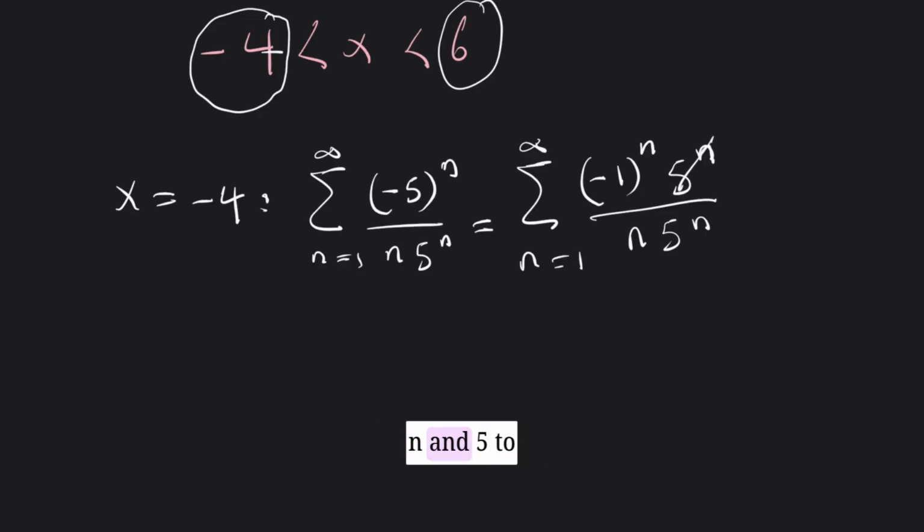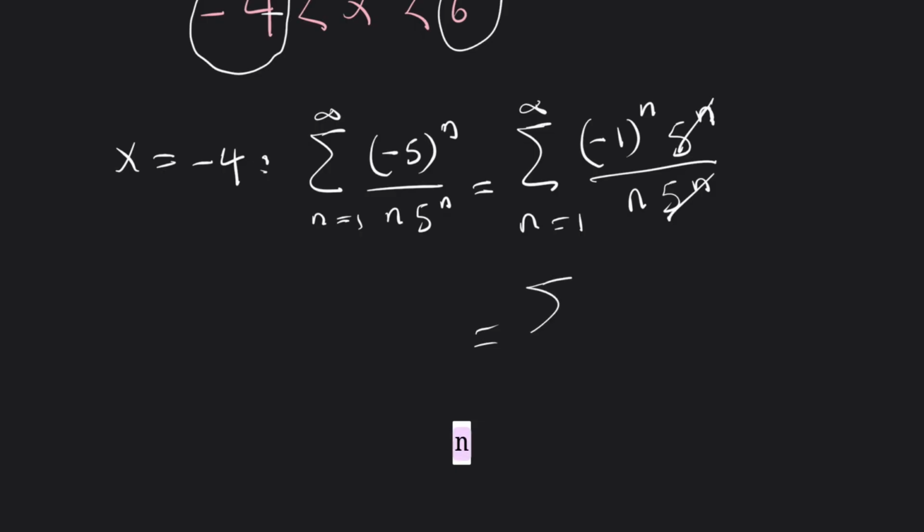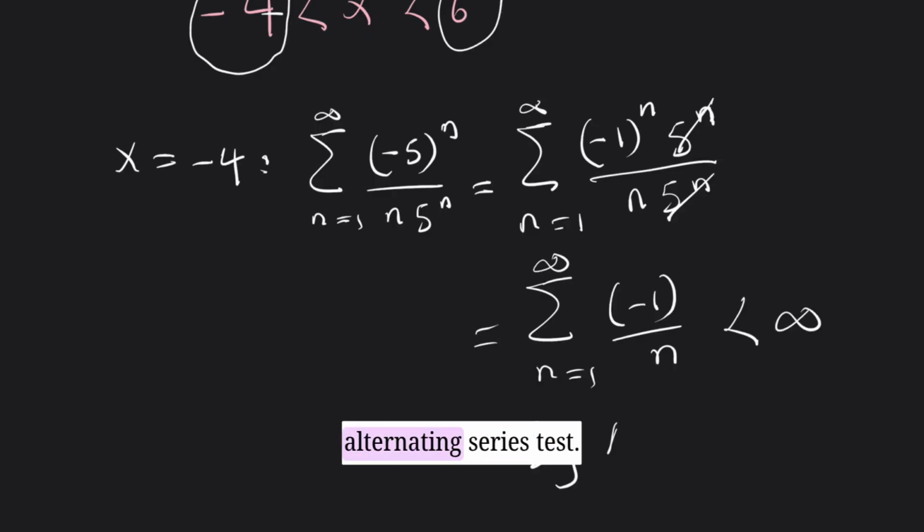So 5 to the power n and 5 to the power n cancels, so we remain with the sum from n equal to 1 to infinity of -1 to the n divided by n. But now when we use the alternating series test, this is going to be convergent, right? So this is convergent by the alternating series test. Okay, why is it convergent?